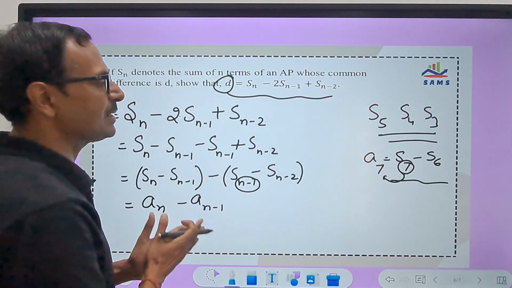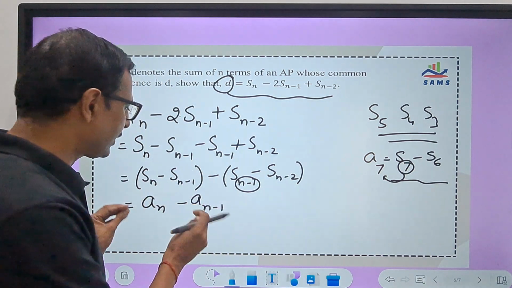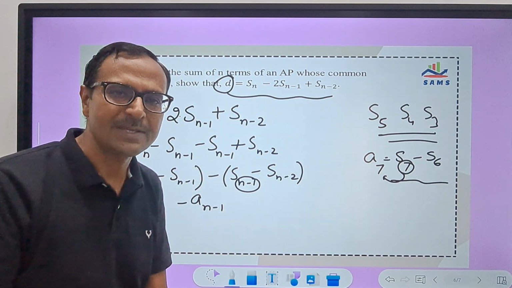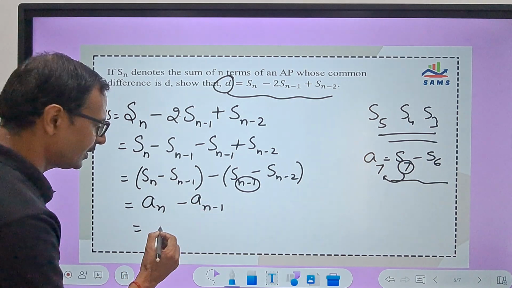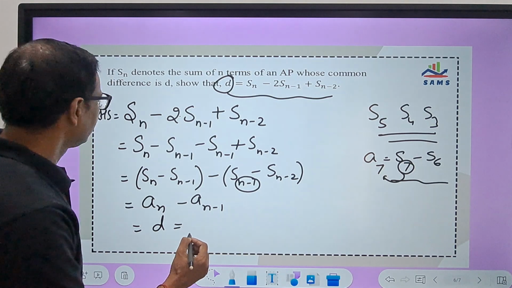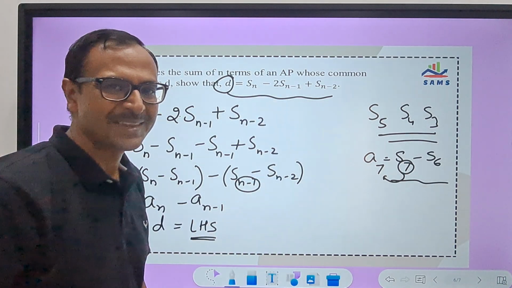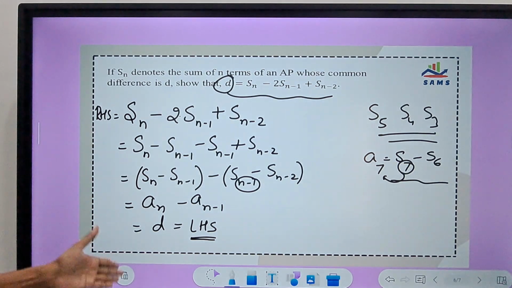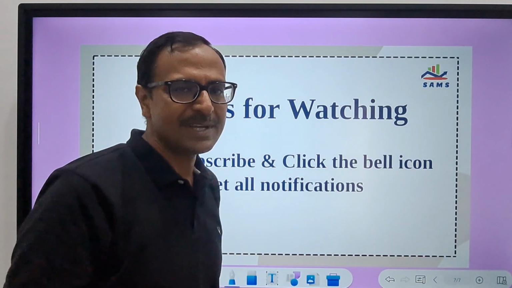Now this is the concept which normally the students get confused in. And if you crack this step, the next step is your answer, because any term minus its previous term is actually the common difference d, which gives you the left hand side of what is to be proven in the question. See, very important. So you can take a screenshot, and I think we have done most of this chapter now.